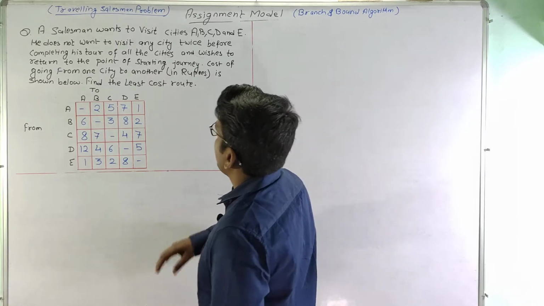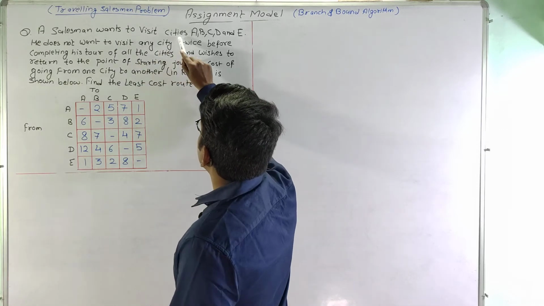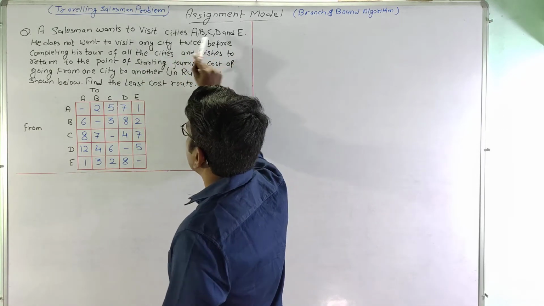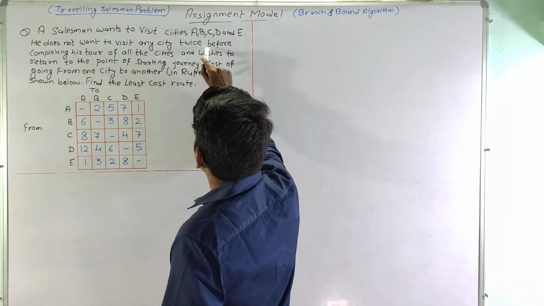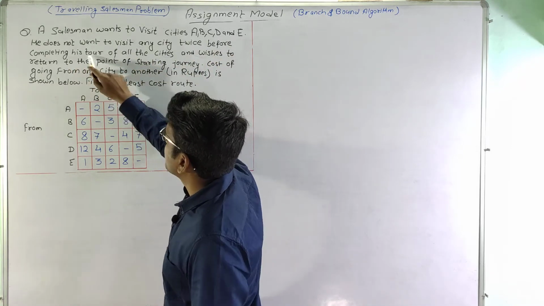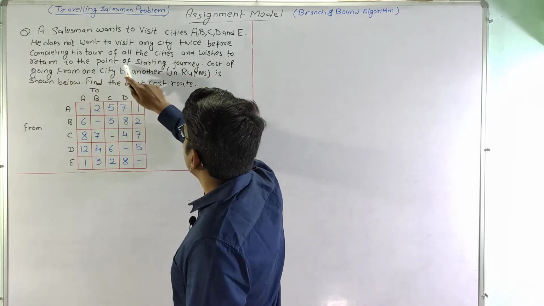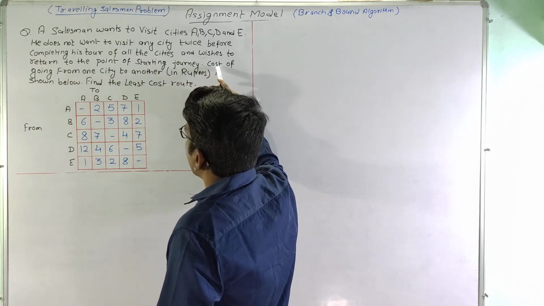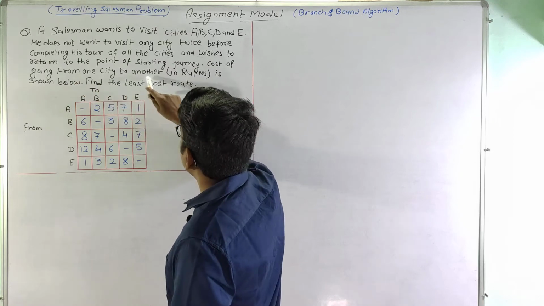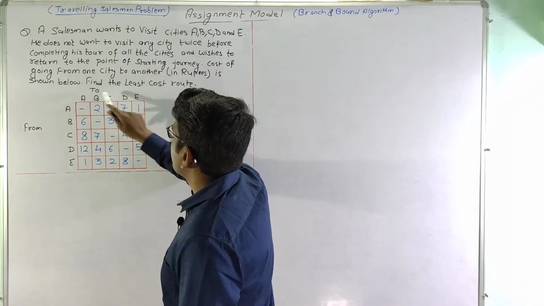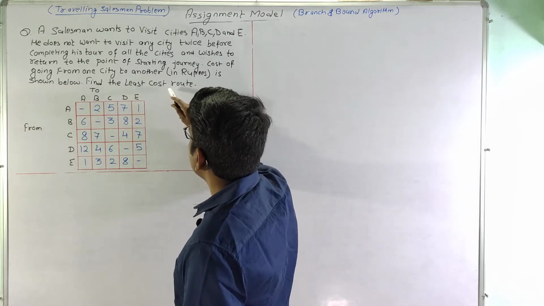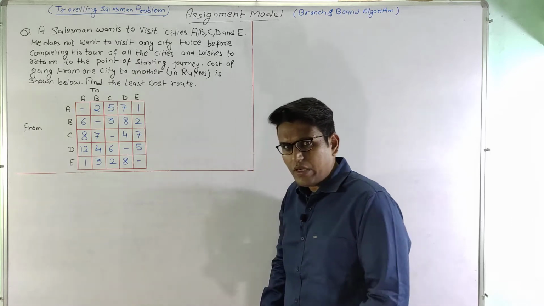The problem says that a salesman wants to visit cities A, B, C, D and E. He does not want to visit any city twice before completing his tour of all the cities and wishes to return to the point of starting journey. Cost of going from one city to another in rupees is shown below. Find the least cost route.